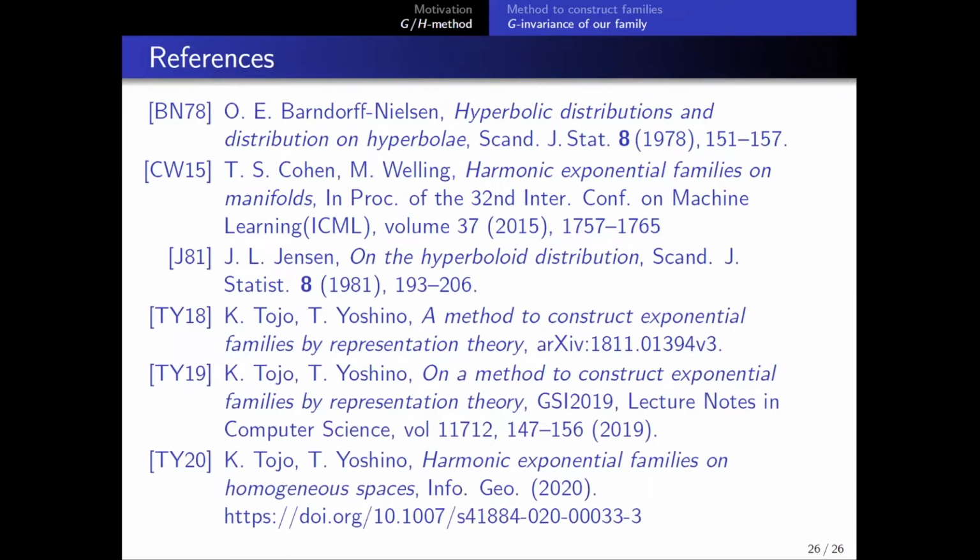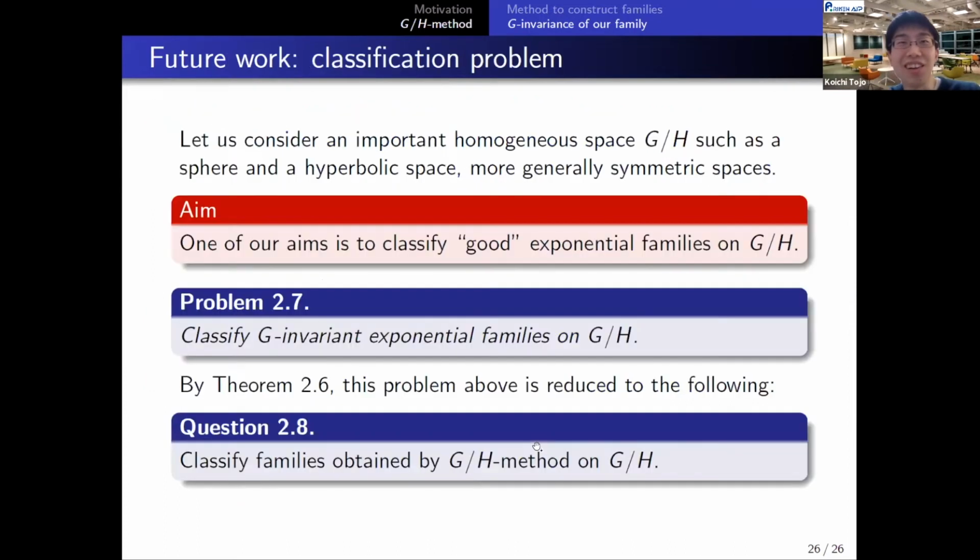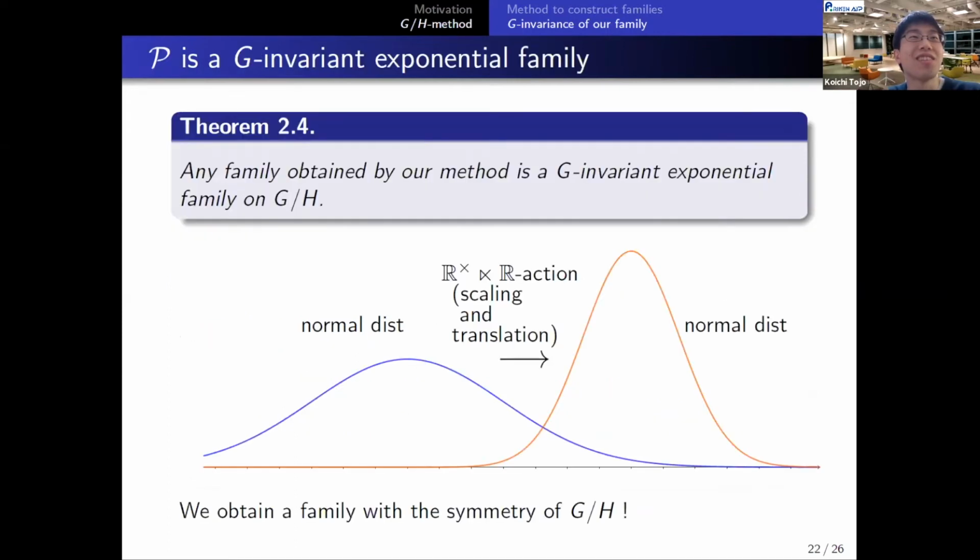The first question by Shibin is, can you explain more about what good exponential families stand for? In my talk, good means this property. That is, the family obtained is G-invariant in this sense. So Shibin, does this answer your question, do you think?